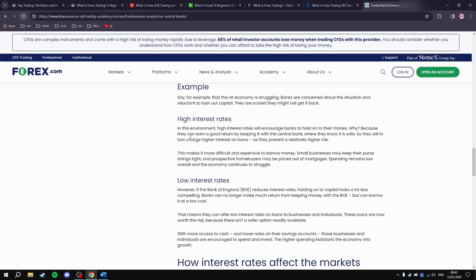Why? Because they can earn a good return by keeping it with the central bank, where they know it is safe. So they will in turn charge higher interest rates on loans, as they present a relatively higher risk. This makes it more difficult and expensive to borrow money. Small businesses may keep their purse strings tight, and prospective home buyers may be priced out of mortgages. Spending remains low overall, and the economy continues to struggle.